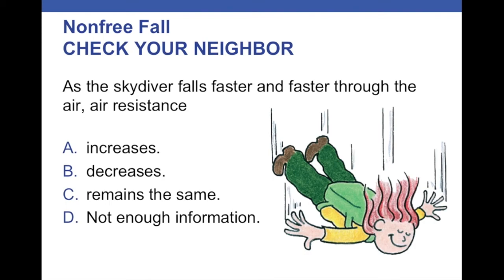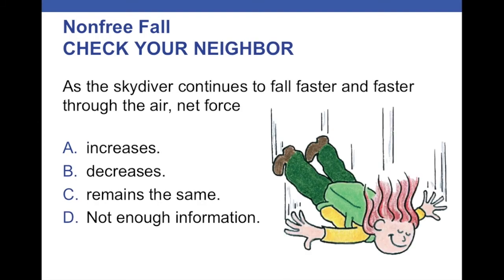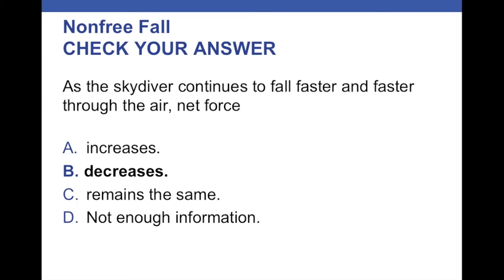As the skydiver falls faster and faster through the air, the air resistance, that's correct, A, increases. As a skydiver continues to fall faster and faster through the air, the net force, this is a trickier one, B, decreases. That's because you have the resistance force canceling out the force of gravity, and the net force, the leftover, is getting smaller and smaller.